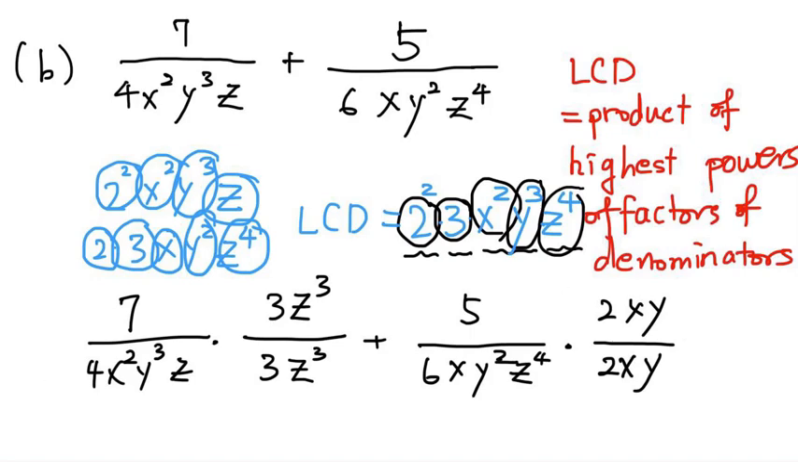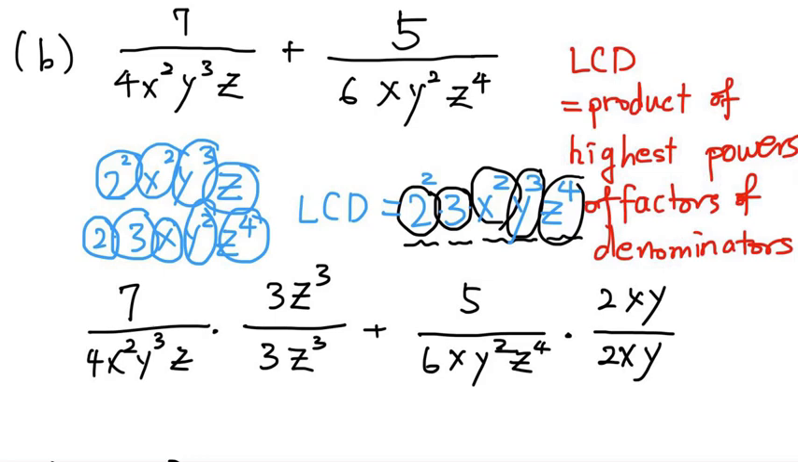So let's scroll down a little bit. I'm going to need more space. And if you multiply these out, we're going to have the same LCD. 3 times 4 is 12, and we have x squared, y cubed, z to the fourth. In the numerator, we have a 21 z cubed.